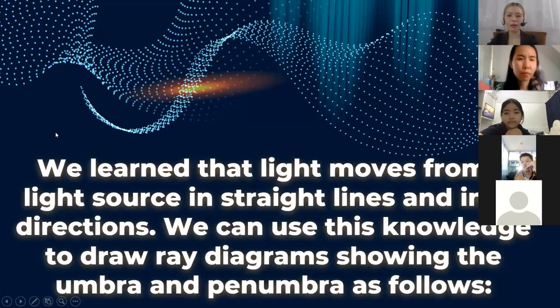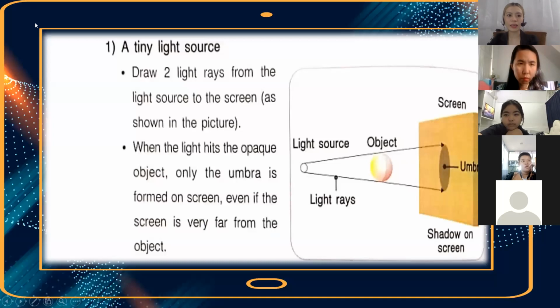Now we learned that light moves from a light source in straight lines in all directions. We can use this knowledge to draw ray diagrams showing umbra and penumbra as follows. So again, number one, a tiny light source. When we have a tiny light source, when the light hits the opaque object, only the umbra is formed on the screen, even if the screen is very far from the object. Class, look at this illustration. Look at the light source. Is it small or big?